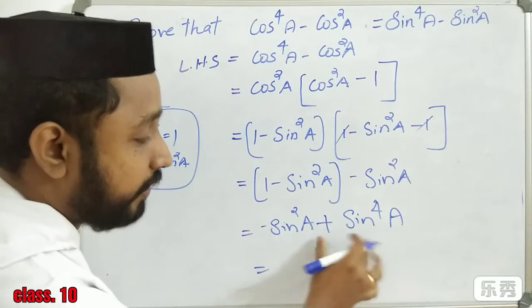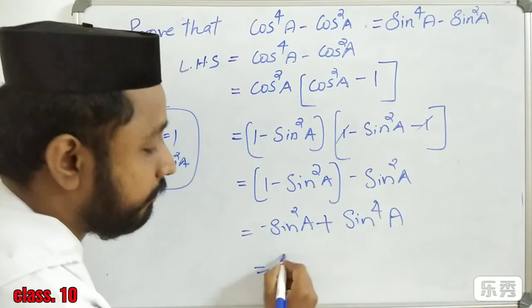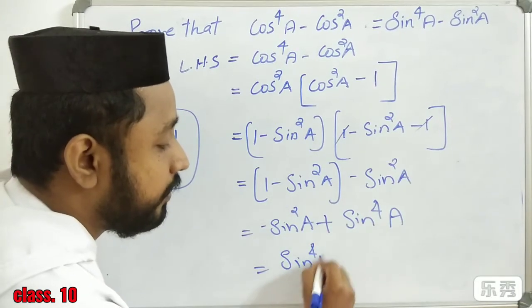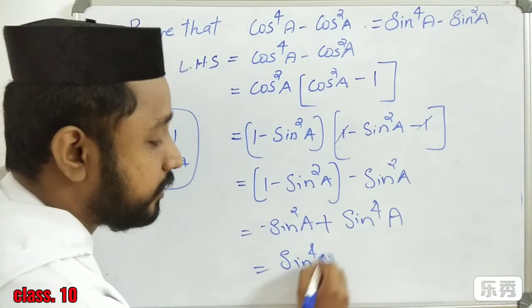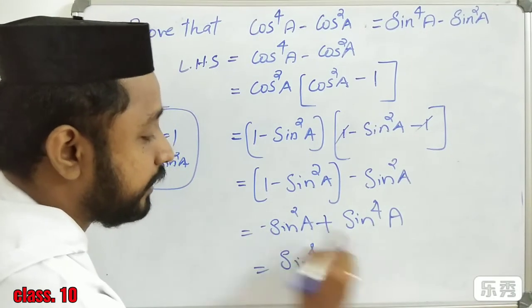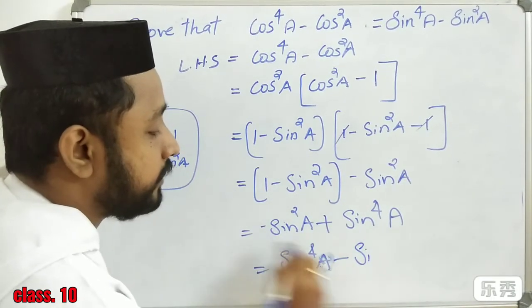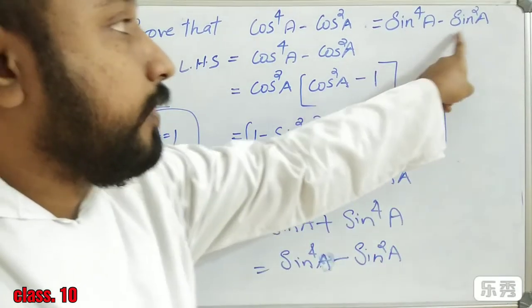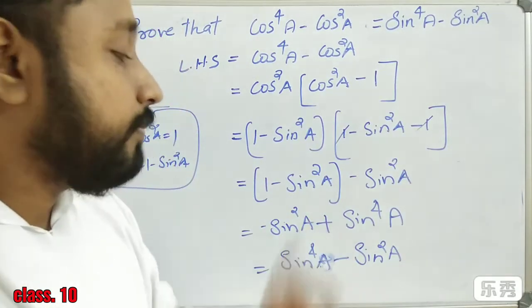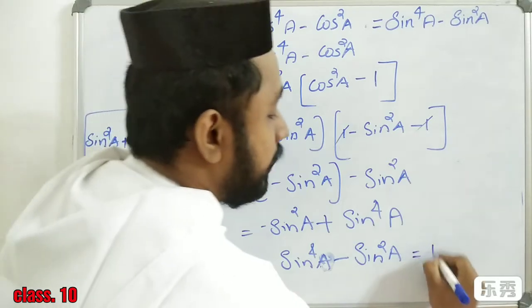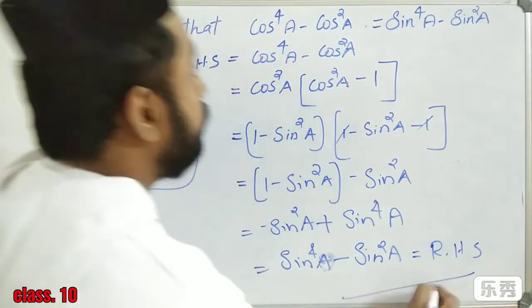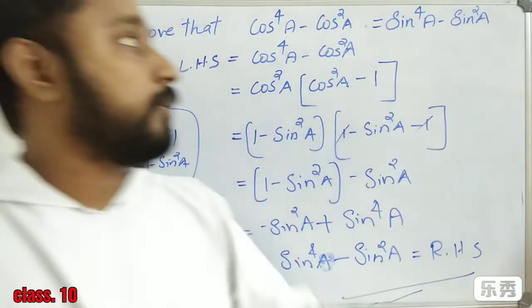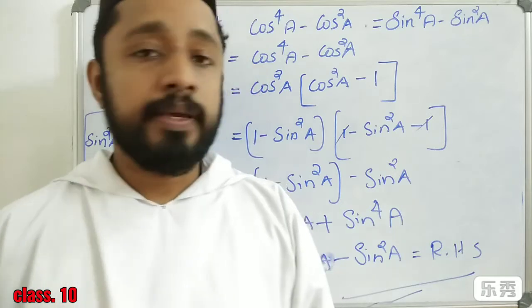Which is equal to, we can write the positive term first. Therefore sin raised to 4 first. So, sin raised to 4 plus minus sin square. Second we wrote minus sin square. Look at the RHS. Sin raised to 4a minus sin square, which is equal to RHS. So we can prove cos raised to 4a minus cos square is equal to sin raised to 4a minus sin square.